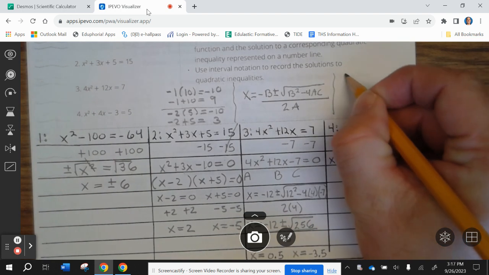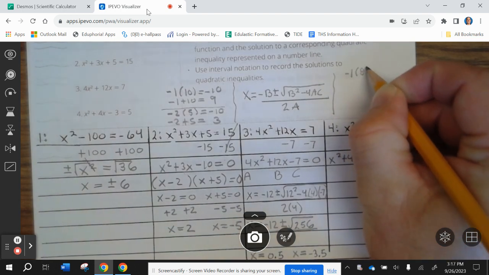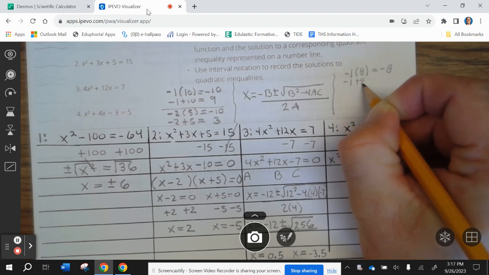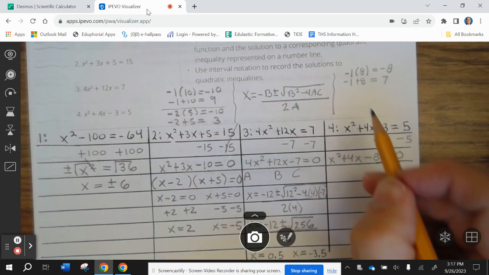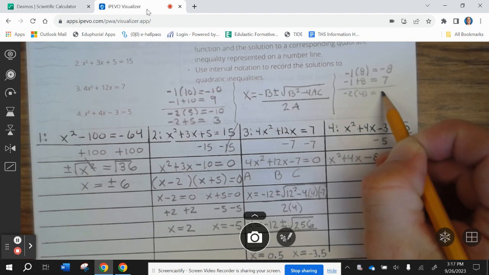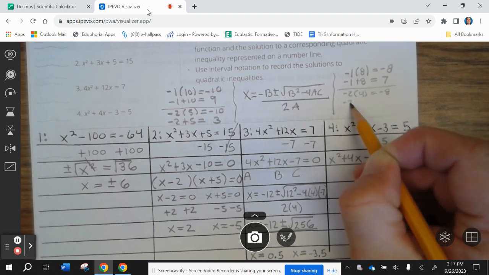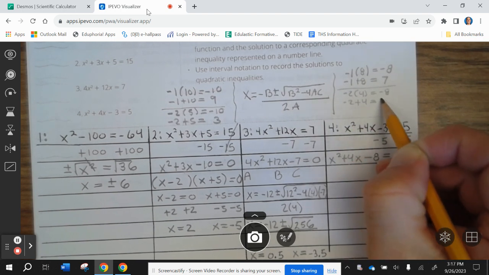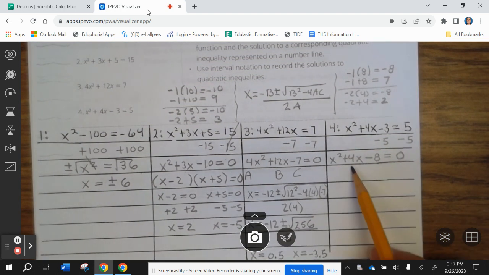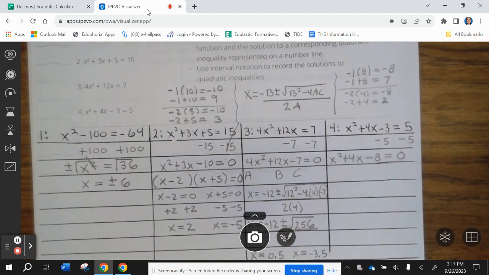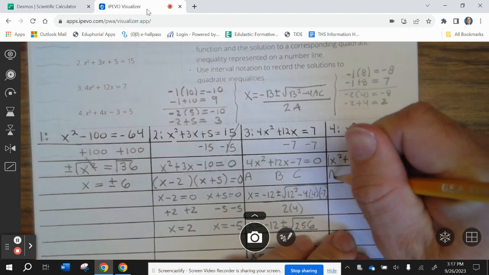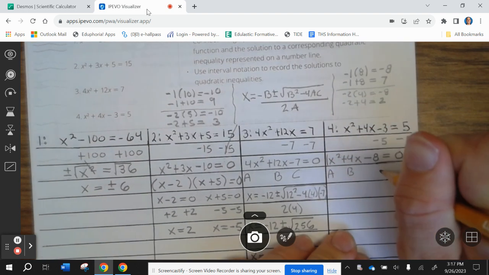So negative 1 times 8 is negative 8. Negative 1 plus 8 is 7. That doesn't work. Negative 2 times 4 is negative 8. Negative 2 plus 4 equals 2. There's no other combinations that would get you close to 4, so this isn't factorable. Okay, so since it's not factorable, we're going to go again to the quadratic formula, so a, b, c.